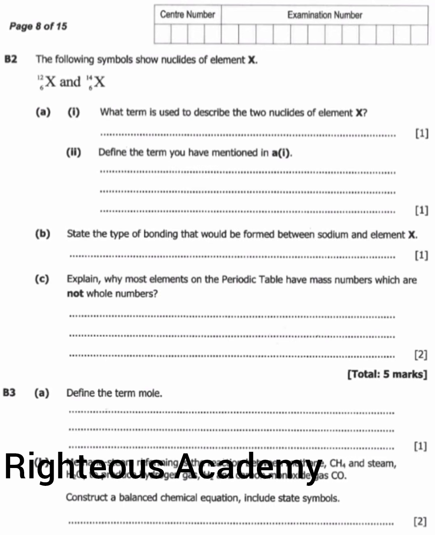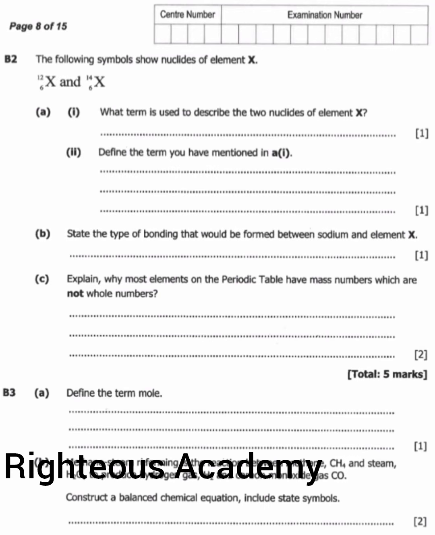Then A2 says, define the term you have mentioned in A1. So here they are telling us to define the term isotope. So what is the meaning of isotope? Isotopes are atoms of the same element, having the same atomic number but different mass numbers. So that was the answer required on question A2.